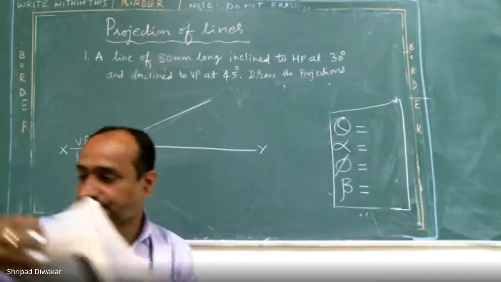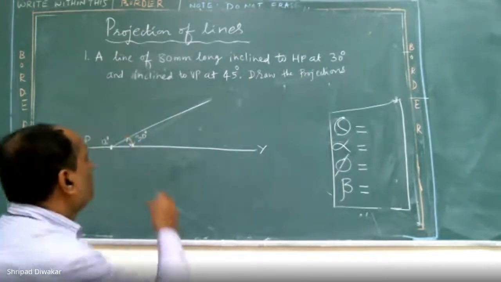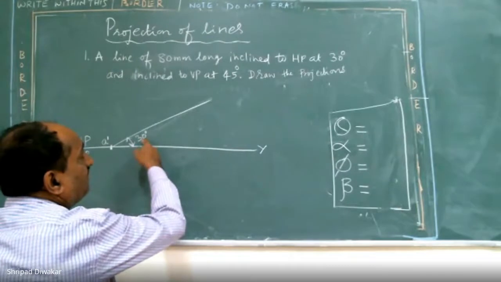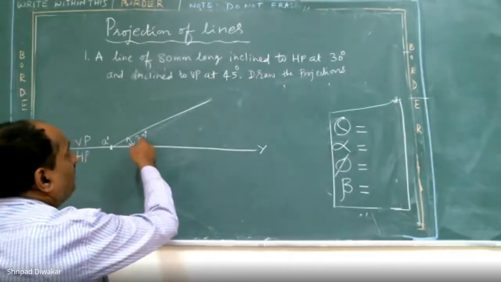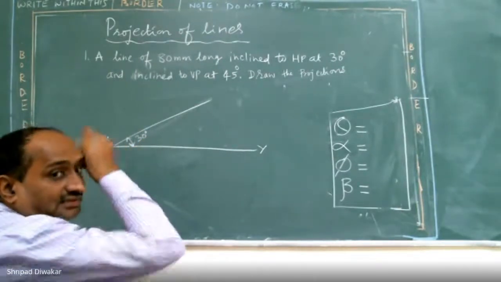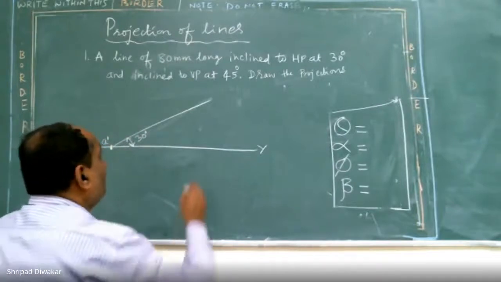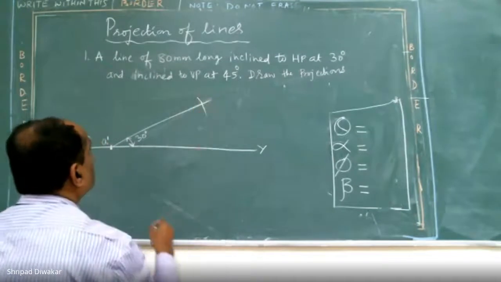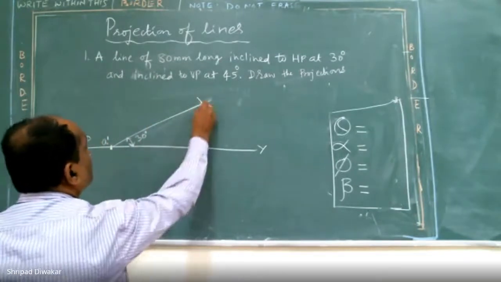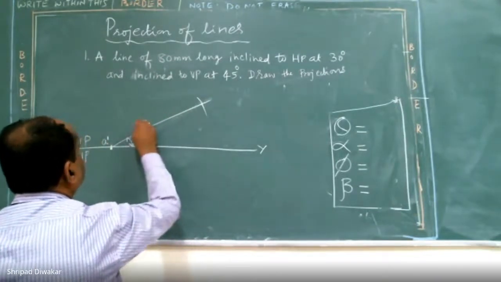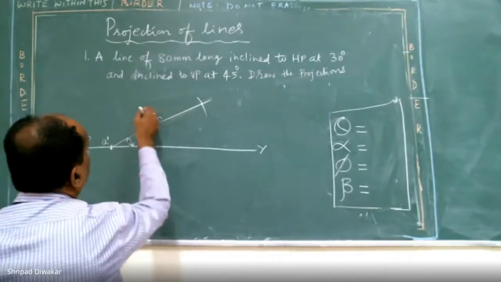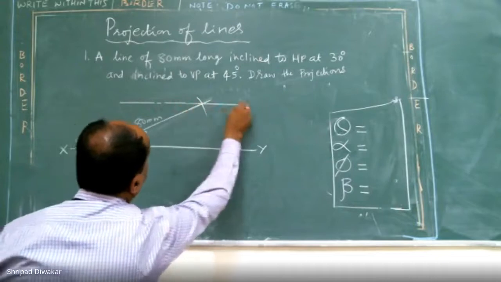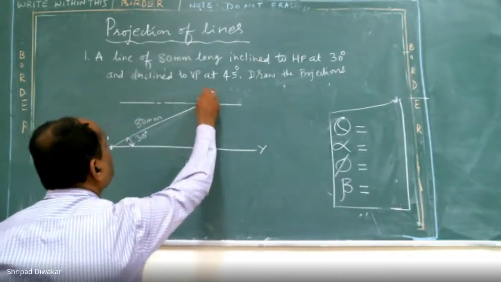Next step, draw. Same procedure you have to follow, the same way you did in the previous problem. Draw a line at an angle of 30 degrees. Take the true length 80 mm as radius and cut the arc. Okay, this is your 80 mm. So passing through that point, draw a locus. This is your B2 dash.